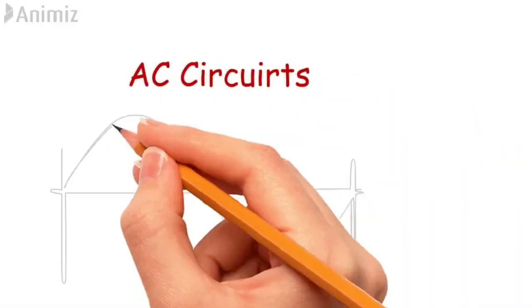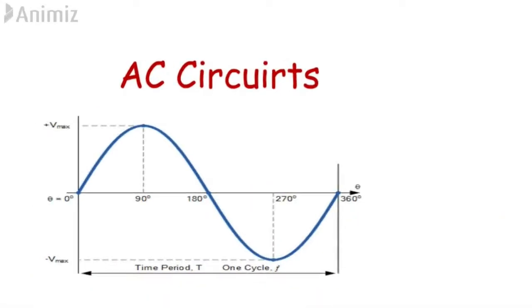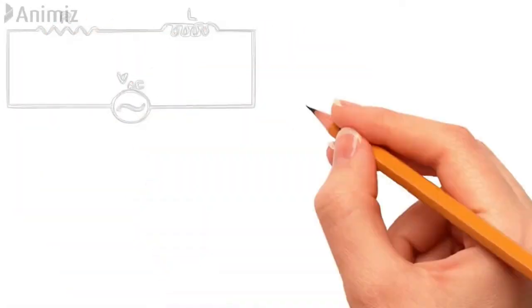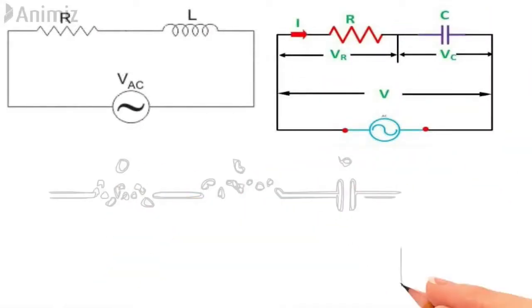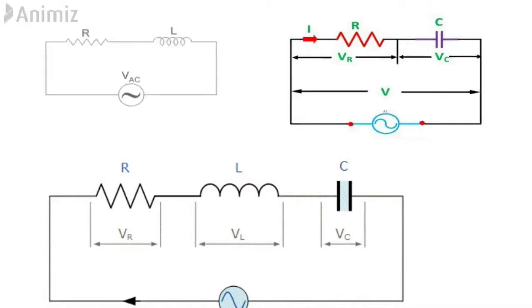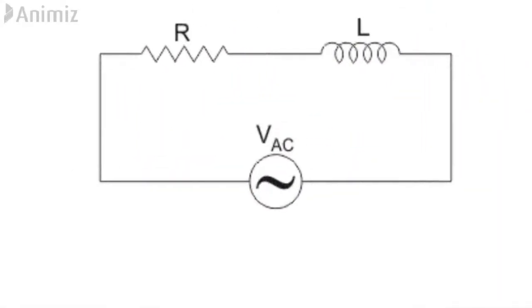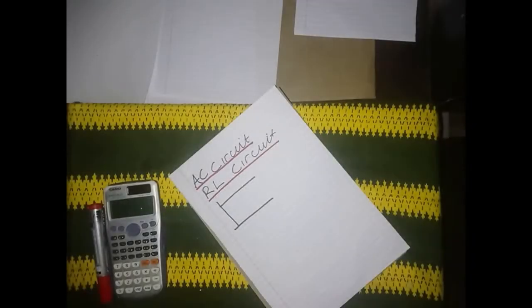We are now going to be looking at AC circuits. So we know that in an AC circuit, we have an RL circuit, an RC circuit, and an RLC circuit. But specifically for this video, we are going to be looking at the RL circuit. So let's get on.